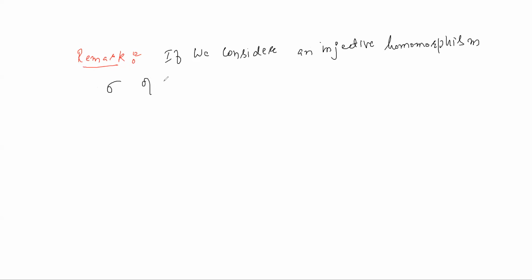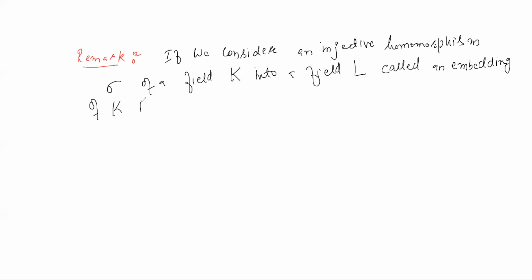So now, if we consider an injective homomorphism, say sigma of a field K into a field L, usually these injective homomorphisms are called embeddings, an embedding of K into L.